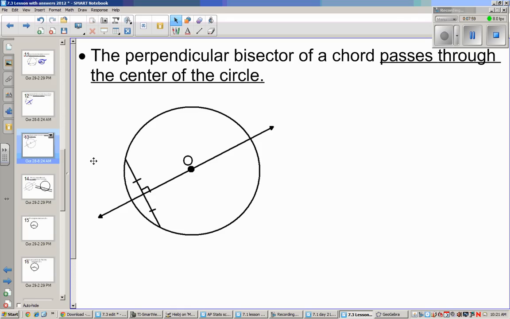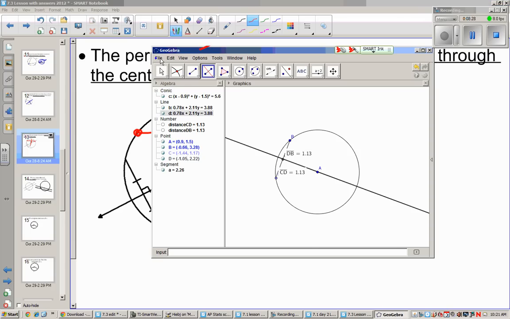So any perpendicular bisector of any chord, so if I drew another chord, let's say up here, if I drew the perpendicular bisector, meaning it has to cut it in half, so that looks like it's about in half, and it has to be perpendicular to it. That line must pass through my center always.